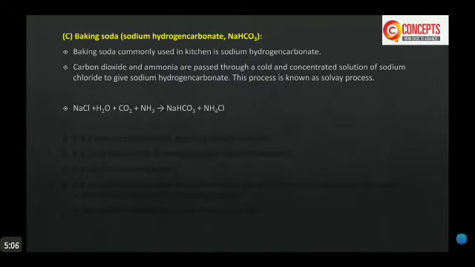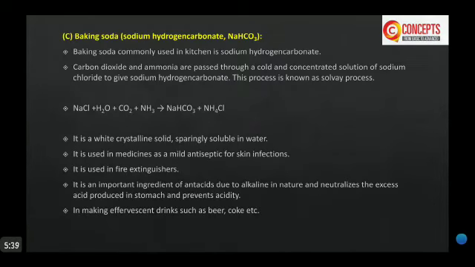The reaction is given below. The reaction says that NaCl reacts with water, carbon dioxide and ammonia, and these gases are passed, so the products formed will be sodium hydrogen carbonate and ammonium chloride. This whole process is known as the Solvay process. Its properties are that it is a white crystalline solid, stable in air, sparingly soluble in water, and on heating it decomposes to give sodium carbonate and carbon dioxide. It reacts with acid with effervescence to give out carbon dioxide gas.